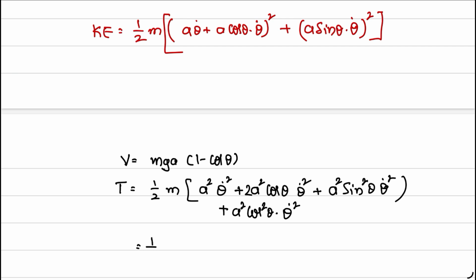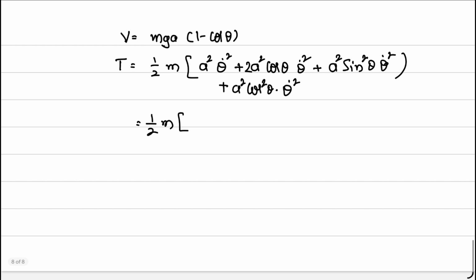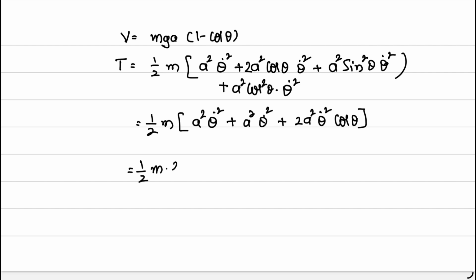Then what is it? It is nothing but trigonometry we are doing. Simple trigonometry. A square sin square theta plus a square cos square theta, that is a square. So a square theta dot square plus a square theta dot square plus 2a square theta dot square into cos theta. That is equal to half m into 2 a square theta dot square plus a square theta dot square cos theta.